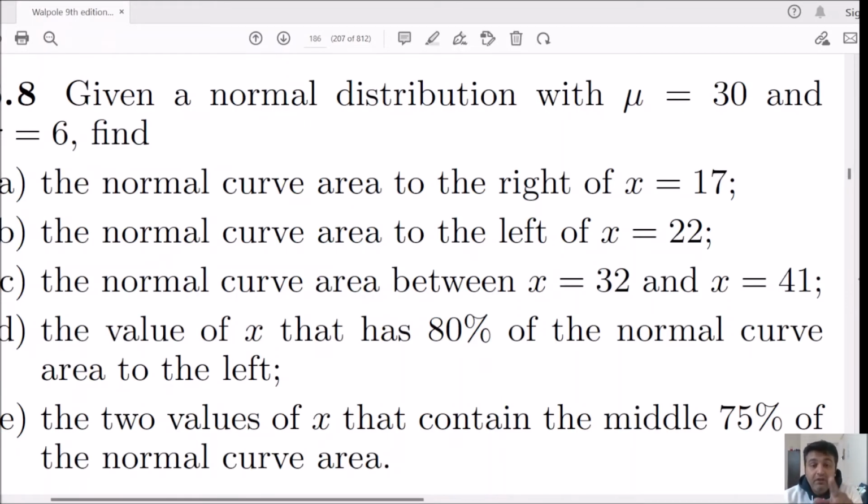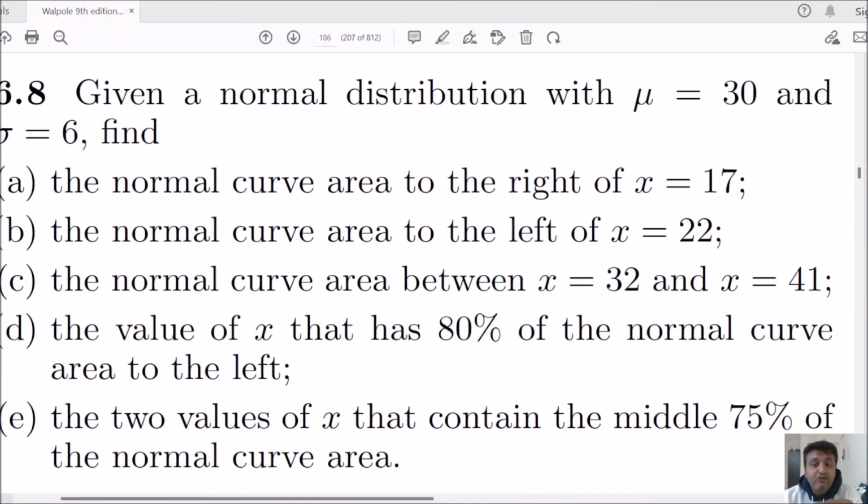Here a normal distribution with mean 30 and standard deviation sigma equal to 6 is given. Now this is not a standard normal distribution. This is your x distribution, that means the x score is given to you. You want to find the normal area under the curve to the right of x equal to 17. But we know that the probability that x is less than or equal to 17 is the same as the probability of z less than or equal to z1, where z1 is the z score for x equal to 17.